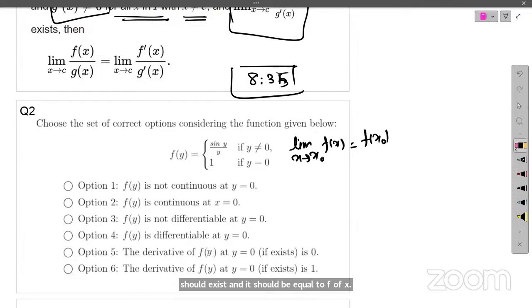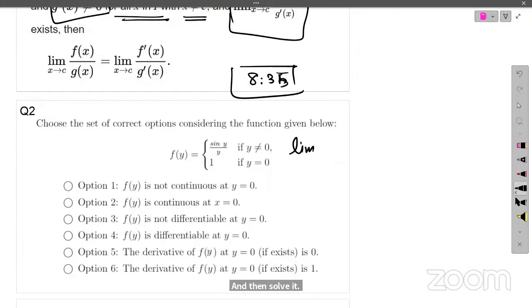So here we first compute the limit as y goes to 0 and then solve. Here y is there, so you can also take x, it doesn't matter. Let's take y only. So y goes to 0, and f of y we have to take. f of y is nothing but sine y upon y.